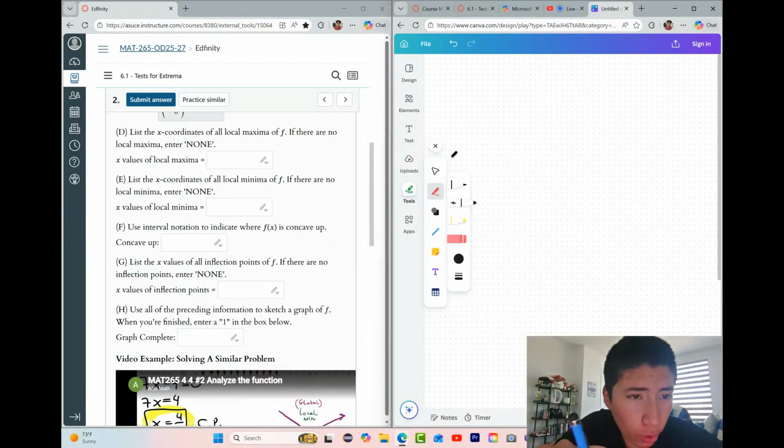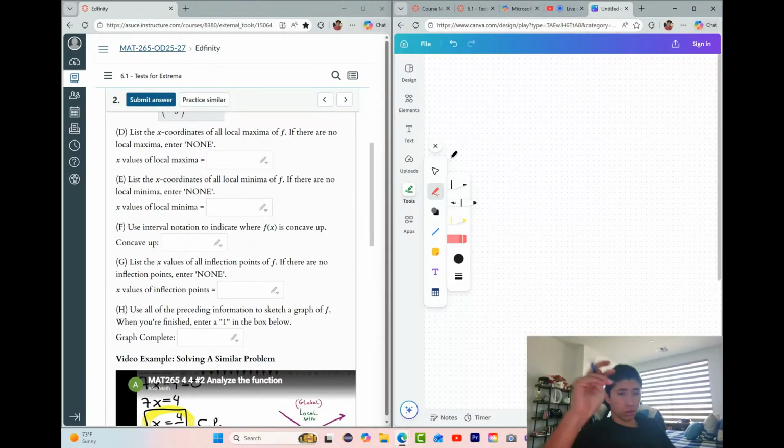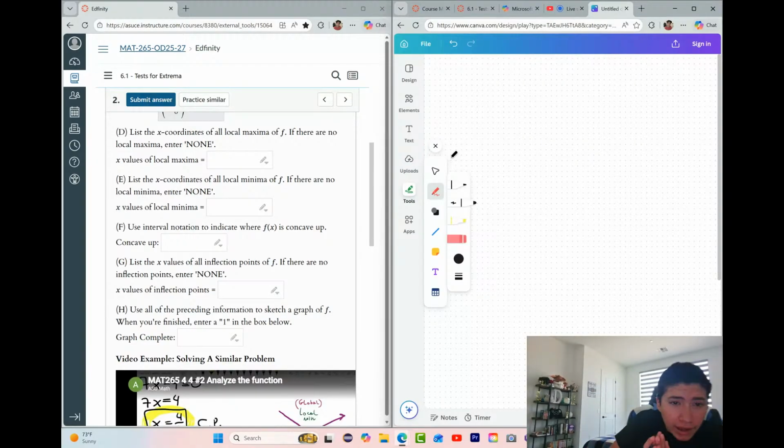But right now, we're focused on finding the local maxima of f. Local. That does not seem like global. It does not seem absolute. It only seems like a local. List the x coordinates of all local maxima of f. Oh boy, okay. Let's see. X values of local maxima.